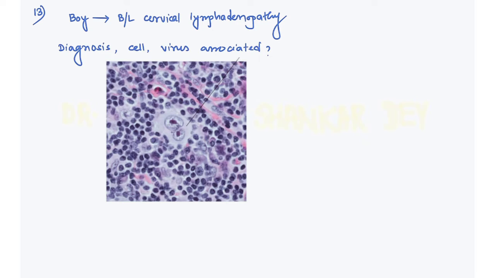As you can easily see, this is nothing but an RS cell, Reed-Sternberg cell. So the diagnosis in this case, the first point, is Hodgkin lymphoma. So this is a classical case of Hodgkin lymphoma. The cell marked is the RS cell or Reed-Sternberg cell. The virus associated is Epstein-Barr virus, EBV. So this is a complete answer for today's question, a 3-part question.